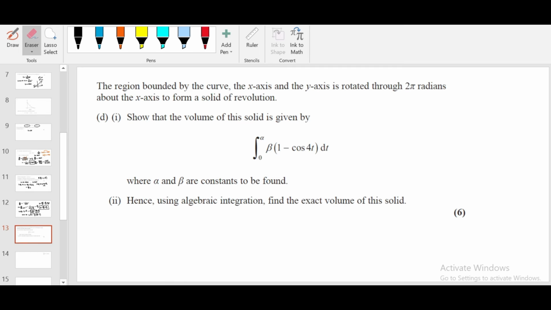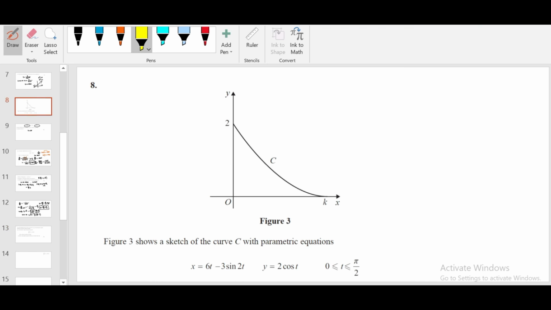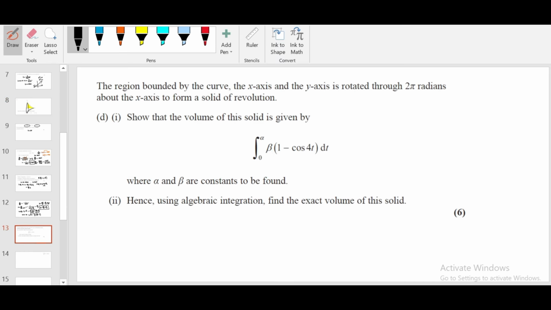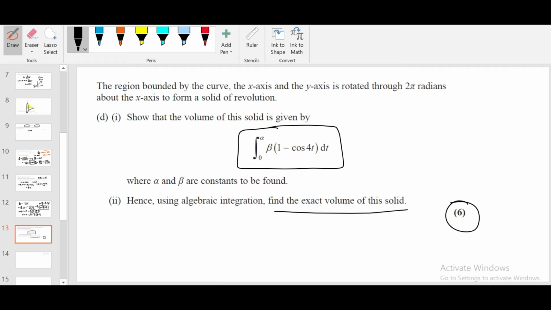The region bounded by the curve, x-axis and the y-axis is rotated through 2 pi radians about the x-axis. They are talking about this region. When you rotate this region about x-axis 2 pi radians, you will get this 3D shape. And we need to write the volume as an integral in this form and then integrate it, find the exact volume. Total of 6 marks for this question.